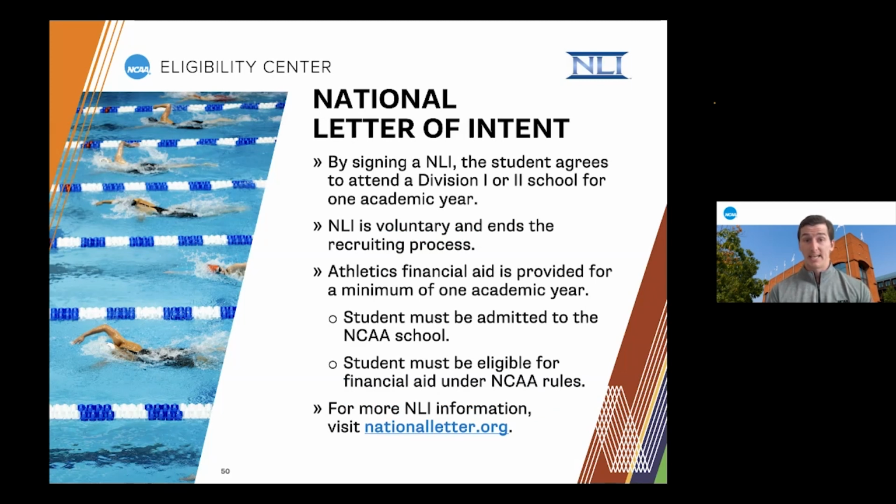National Letter of Intent, also known as the NLI. By signing a National Letter of Intent, that student agrees to attend a Division I or Division II school for one academic year. The National Letter of Intent ends the recruiting process. Athletes' financial aid is provided for a minimum of 1 year. Students must be admitted to the NCAA school. Students must be eligible for financial aid under the NCAA rules. And again, just for more information, nationalletter.org is a great place for your student athletes to look.